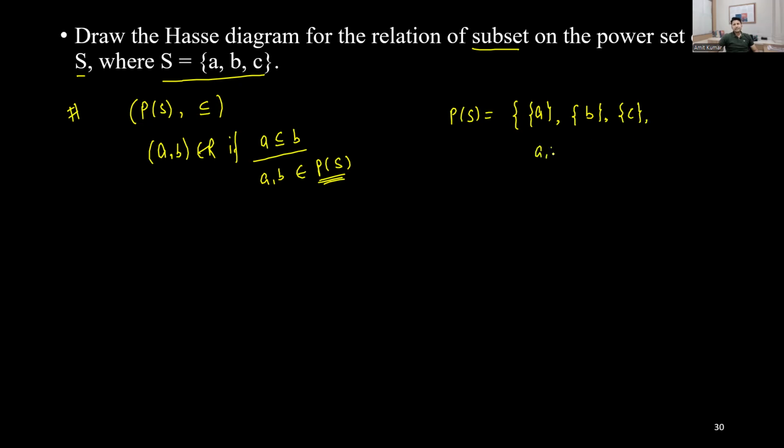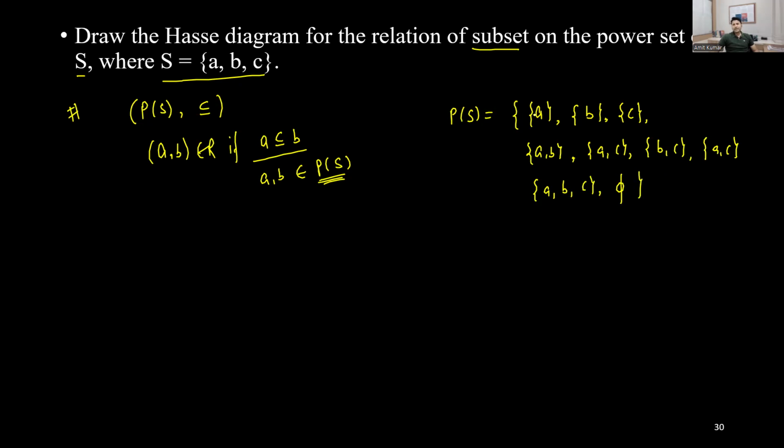Then pairs. A comma B is a subset of ABC. A comma C is a subset of ABC. B comma C is a subset of ABC. And A comma C is a subset of ABC. So these are the pairs which are subsets. Talking about triplets, there is only one triplet, and phi is a subset of every set.